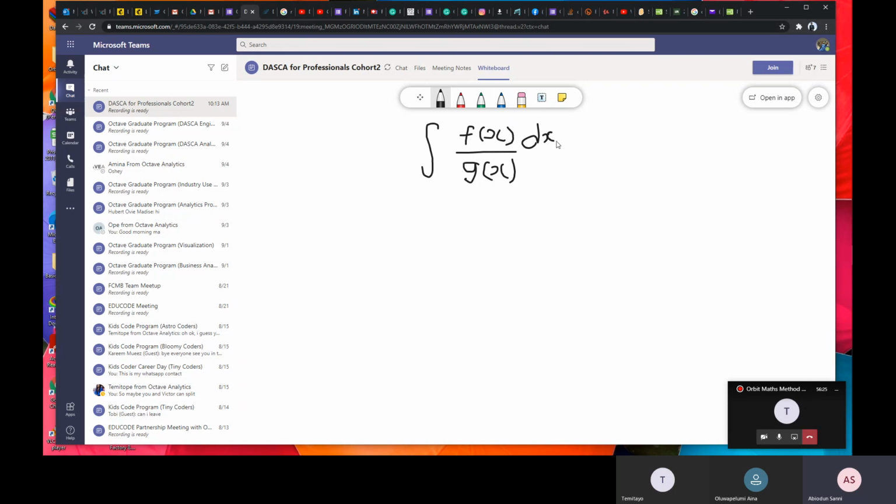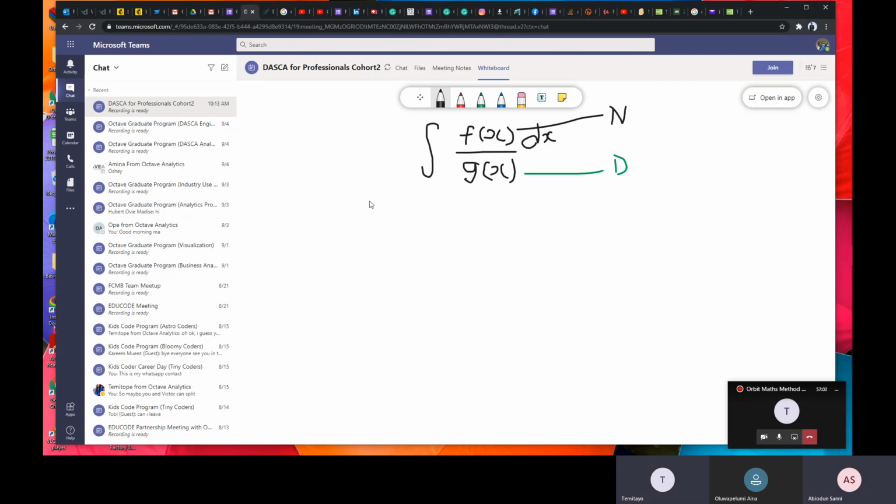Now, if you have the integral of this kind of function, the first thing you consider is the numerator, then you have the denominator. You are comparing the numerator and the denominator. First rule, you check.